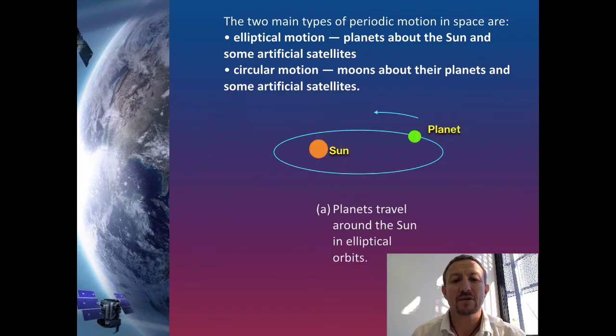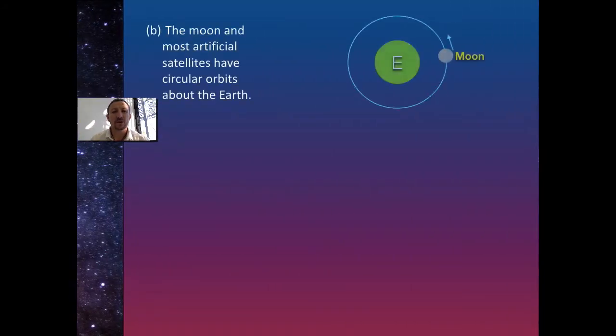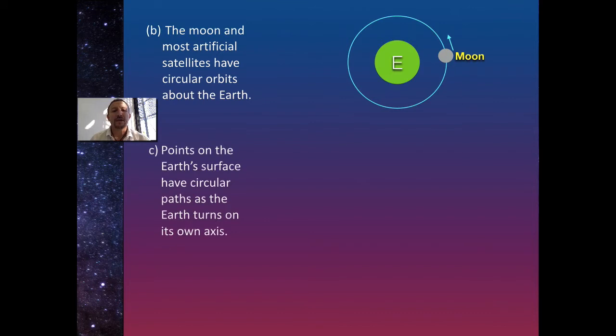So we get a scenario that looks like this for the elliptical motion. For the circular motion, we'll get something that looks like this. Here we've got a moon going around the Earth, and it's again in a circular motion. Our satellites will do exactly the same thing, such as our communication satellites, our weather satellites, our TV, you name it.